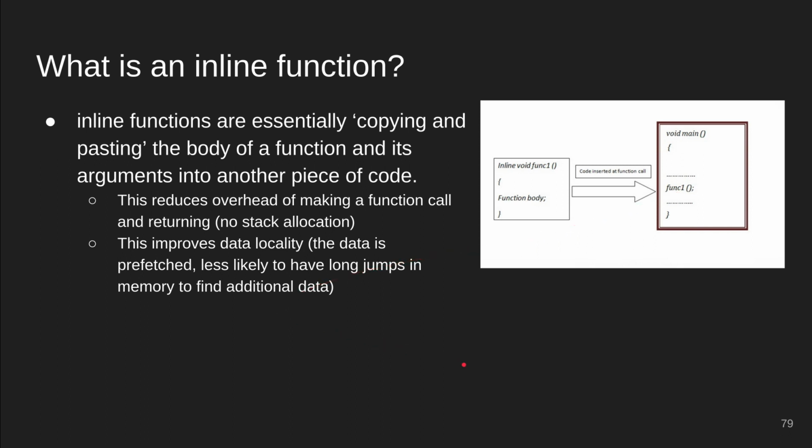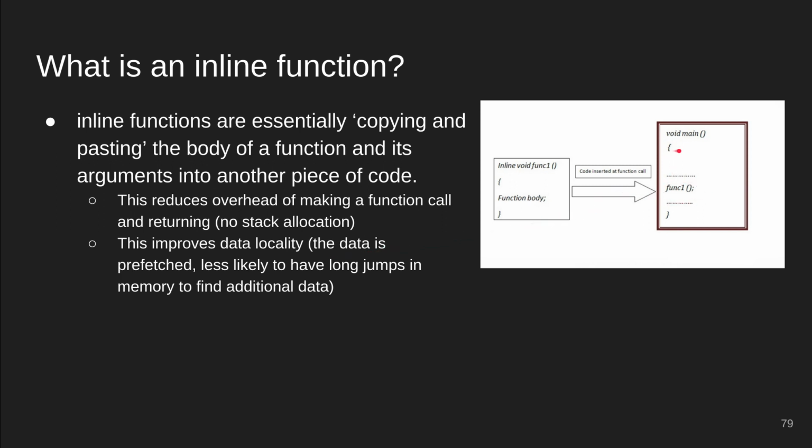Okay. What that does for performance is it reduces the overhead of making a function call. So anytime you make a function call, you often have to make a copy of the arguments, as well as a copy of the return address, and all those values get pushed onto the stack. So then you would have some stack allocations, and we know that memory is valuable, so we can avoid that. And then you also improve the data locality in the sense that the data is prefetched here.